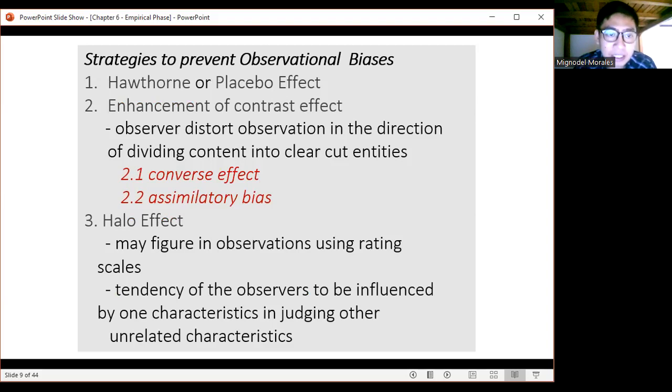The halo effect is more on bias in observation using a rating scale, the first impression lasts. In the halo effect, if the first impression is good, all of the succeeding observations will be good, and also vice versa. So these are the halo effects. Okay?